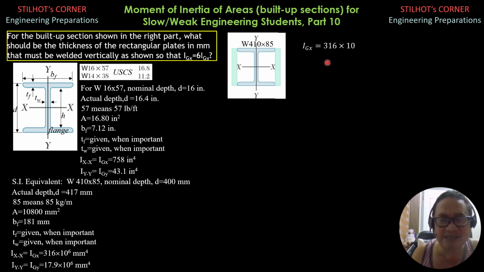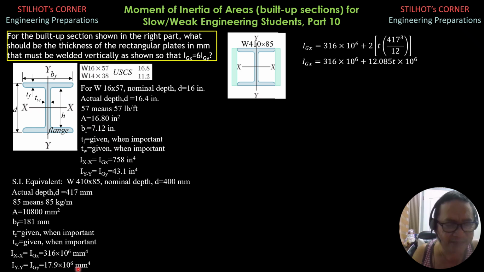So IGX is 316, that's IXX of the wide flange, times 10 to the 6, plus 2 times the moment of inertia of one rectangular plate with respect to the centroidal axis, which is thickness as the base, height is the depth, 417 cubed over 12. Simplifying, IGX equals 316 times 10 to the 6 plus 12.085 times thickness times 10 to the 6. Likewise, IYY is IY of the wide flange, which is 17.9 times 10 to the 6.